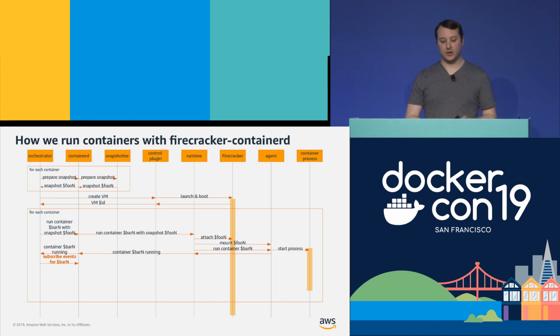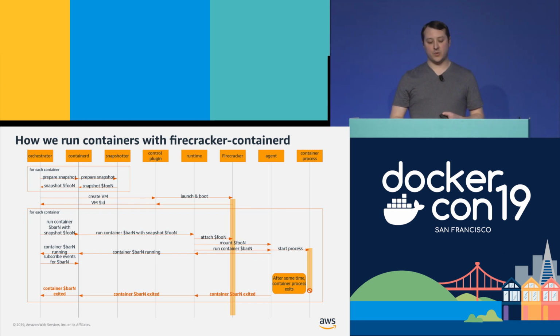When the container starts running, we'll return all of that information all the way back out to the orchestrator. The orchestrator will probably want to know about what happens to the container so it can subscribe to events. At some point, the container process might exit because it's finished with its job, or it has an error, or it's been told to exit. Exits will be observed by the agent and propagated out to containerd. Because the orchestrator has subscribed, it also gets a copy of the exit event. When all of the containers have exited, the orchestrator can make a request to the plugin to stop the VM, and the plugin can then terminate the Firecracker process.